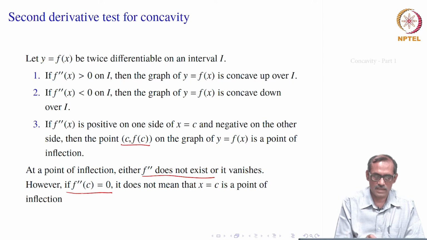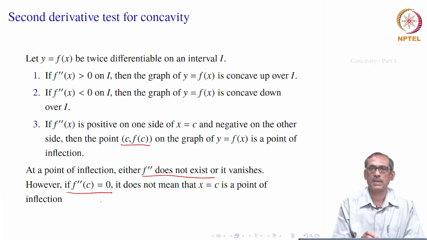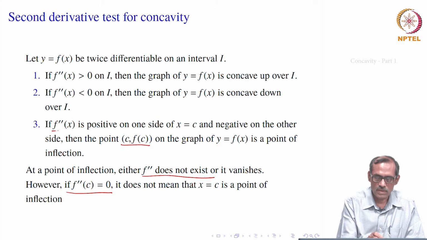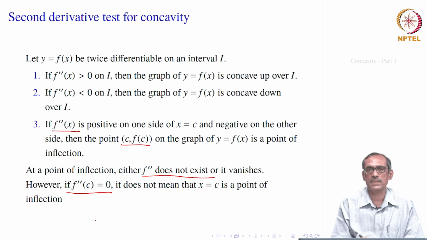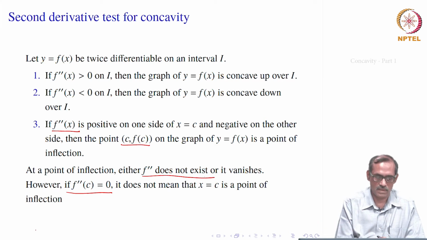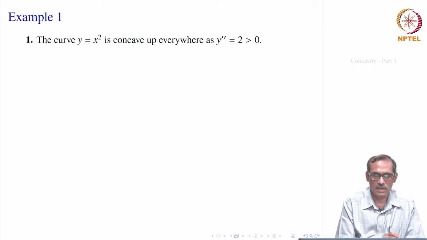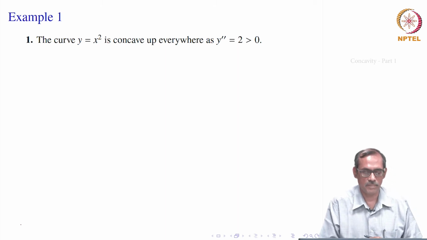So, we will say that f double prime does not exist or it vanishes, that happens at a point of inflection. But any of these will not imply that it is a point of inflection. To check that it is a point of inflection, we should find out what happens to f double prime x on its left, on its right of the point. It should change. That is what it is.